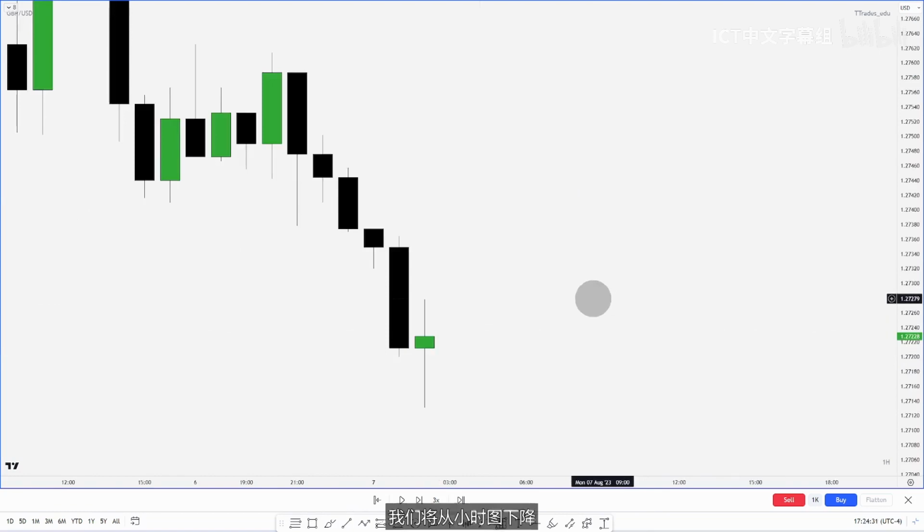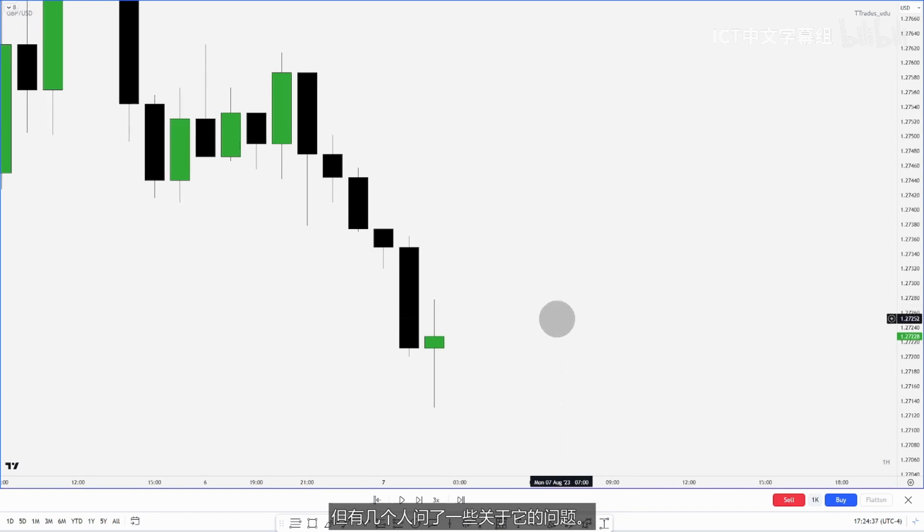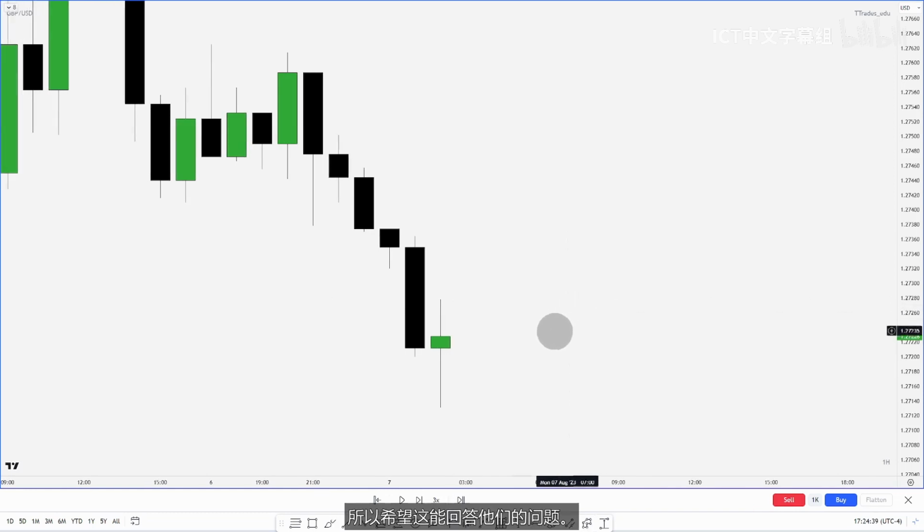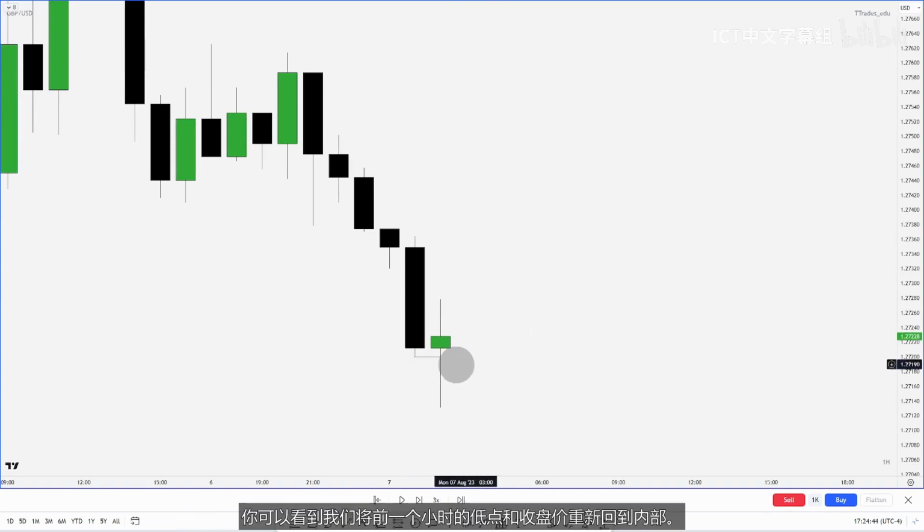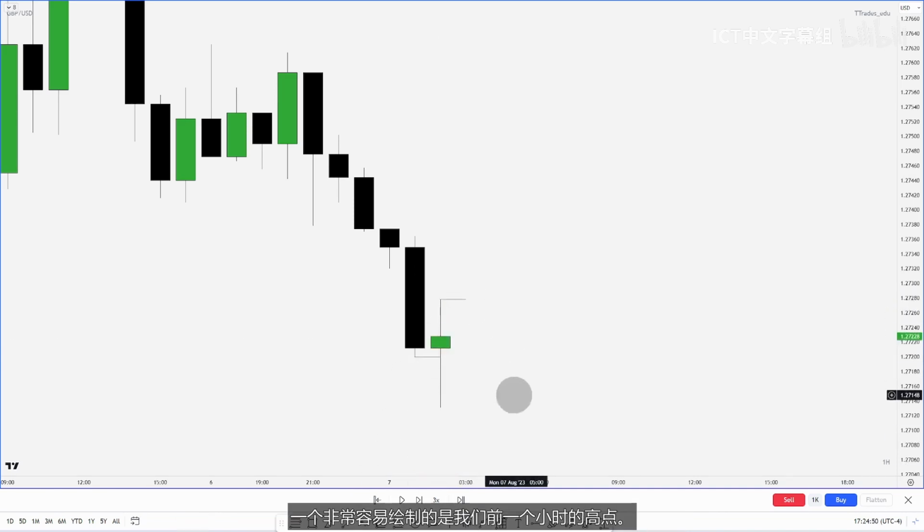In this next example, we will be going down from an hourly chart down to a 30-second chart. I don't personally use this, but I had a few people ask questions about it, so hopefully this will answer their questions. But with the hour, right here, you can see we take our previous hour low and close back inside. A really easy draw is our previous hour high.